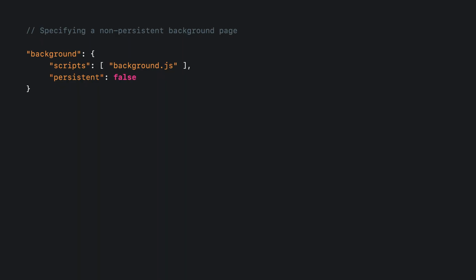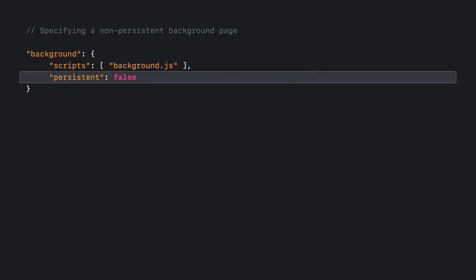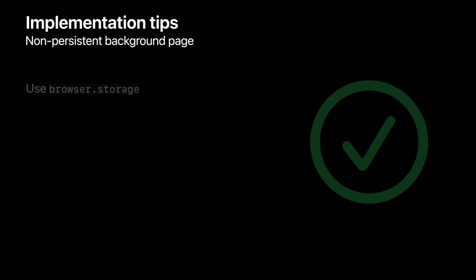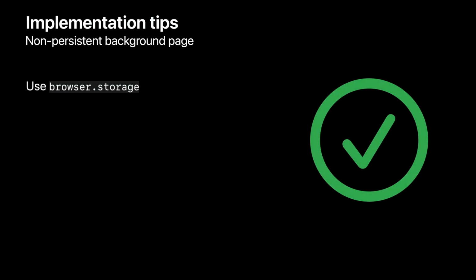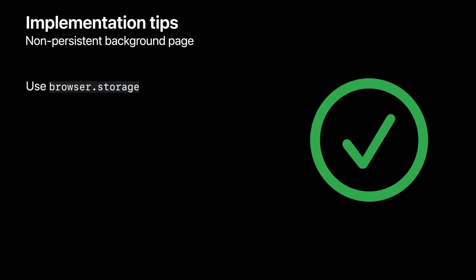So with that mental model in mind, we can talk about how to actually implement a non-persistent background page. First, you'll add the persistent key to the background section of your manifest. And then you might have to make a couple more changes to your background script. Because your background page can be unloaded, use the Storage API to write information to disk as needed. Use browser.storage to maintain information across the lifetime of your background page.